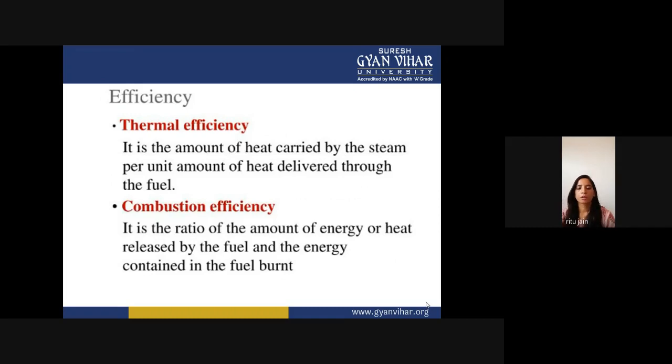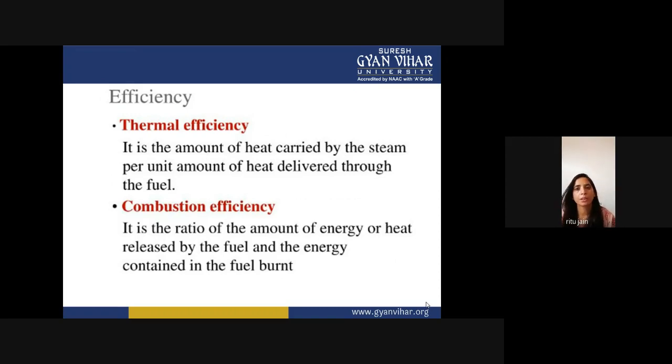So what is the difference between thermal efficiency and combustion efficiency? In combustion efficiency, you are getting heat from the fuel. How much heat you require to convert that water into steam comes into the thermal efficiency. You can say it is how much heat you are using out of what you are getting from combustion of the coal.